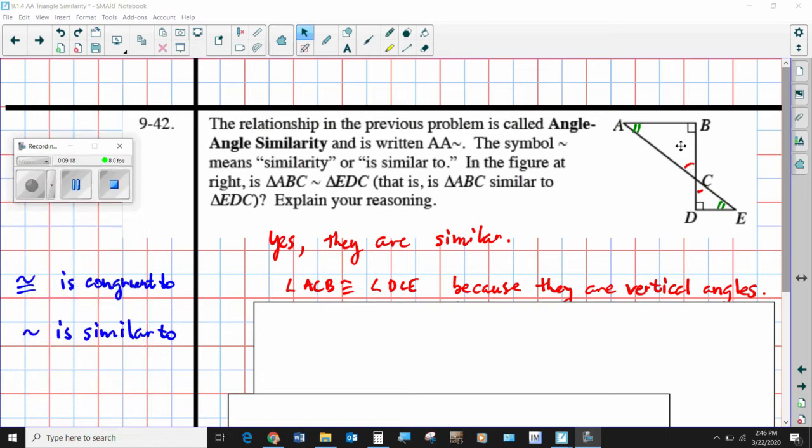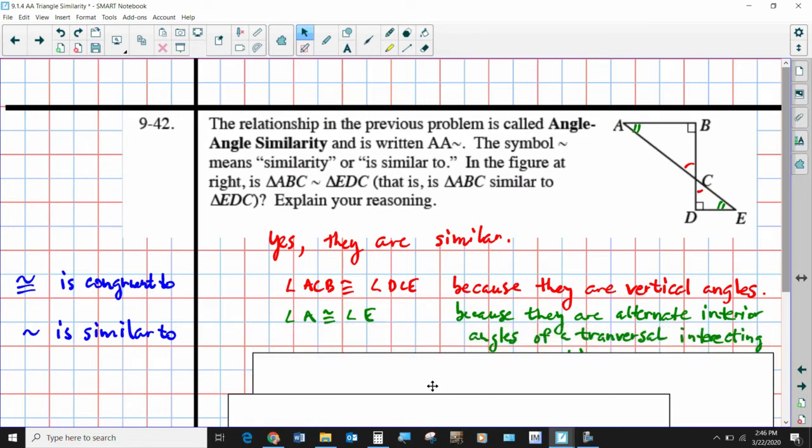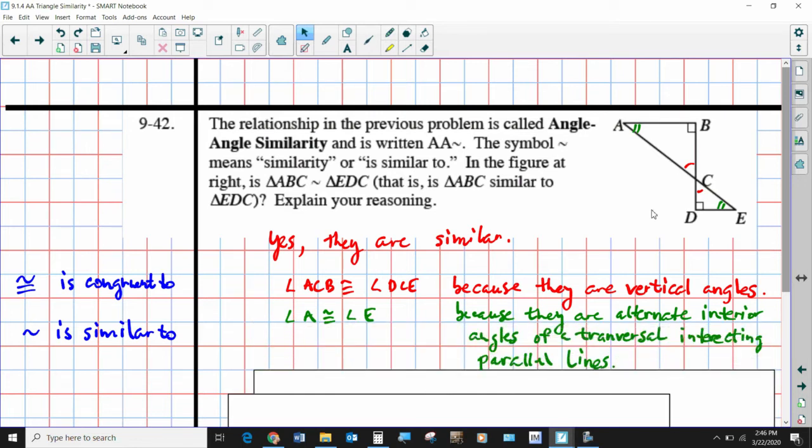Okay, back to this. Then we only have to prove one other set of angles. I could have chosen angle B and angle CDE, but I chose to go with angles A and E, mainly because it's so much easier to just write angles A and E. And we know that line AB is parallel to line DE, because these are right angles, which means that this line is perpendicular to both of them. So if this transversal is perpendicular to both line AB and DE, then AB and DE have to be parallel to each other.